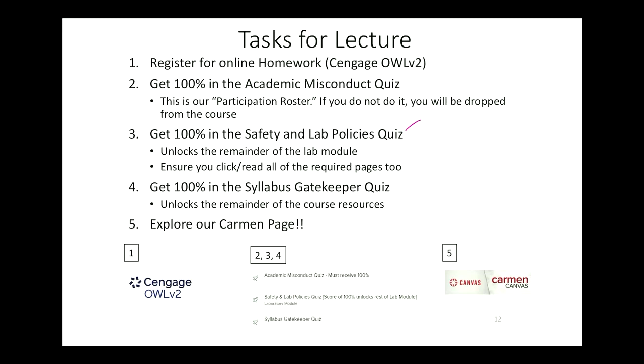Do the lab quizzes as well to make sure you unlock that module. And then finally, get a 100% on my syllabus gatekeeper quiz. It's just to make sure that you understand the expectations of this class. There are unlimited attempts. Once you do it once, just read the feedback and you'll get the answers right there, okay? And then of course, explore our Carmen page.